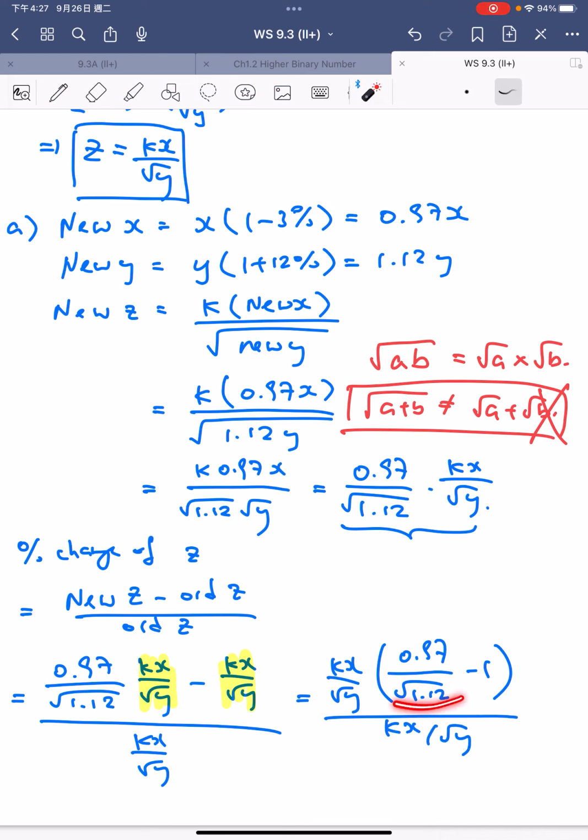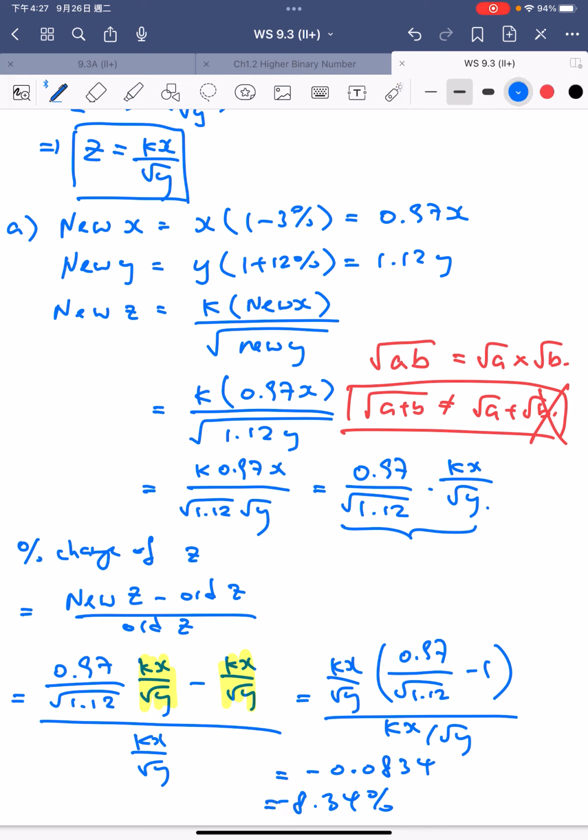Then using a calculator, you can get the value, which is equal to negative 0.0874. Changing it back to a percentage, we get 8.74%, but in the negative. So make sure that every time you bear in mind the negative sign, because the negative sign means that it's a percentage decrease.